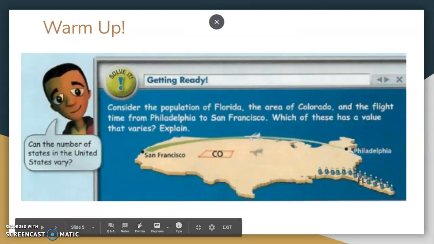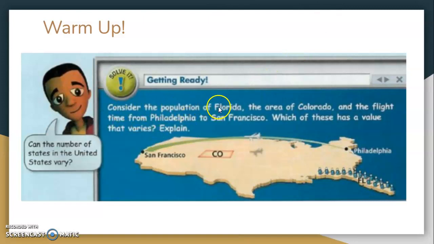Warm-up. So consider the population of Florida, the area of Colorado, and the flight time from Philadelphia to San Francisco. Which of these has a value that varies? So I want to give you guys a couple minutes to think about that.